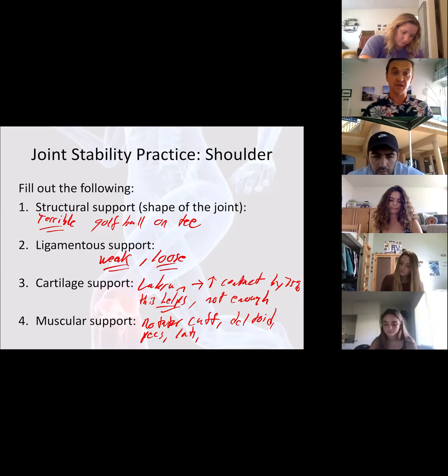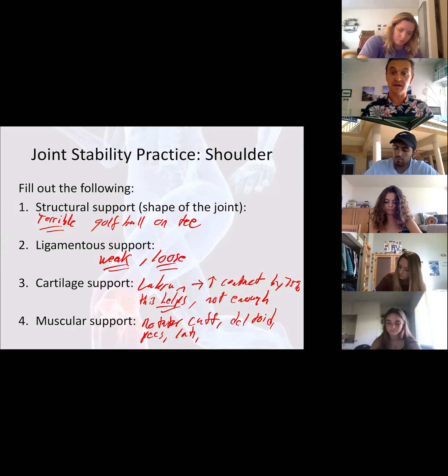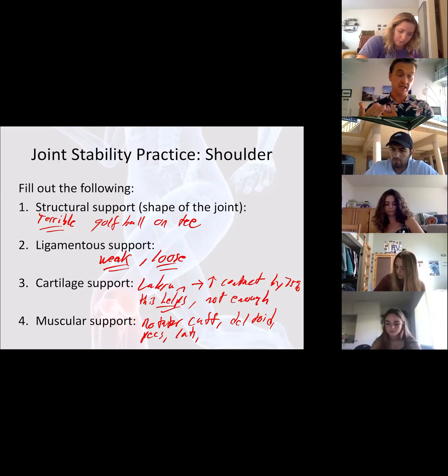Ligaments, there are some, but they're very weak, they're very loose. They don't give us a lot of support. Cartilage, we do have the labrum, which helps. It increases our contact area of the joint by 75%, but it's still not enough, but it does help for sure. And then muscular support: the shoulder relies heavily on muscular support. We're talking mainly about direct stabilizers. That's our rotator cuff muscles, our deltoids, our pectoralis major muscle, and then our latissimus dorsi muscle. The deltoids, the pecs, and the lats are big muscles that directly support it. The rotator cuff is our small muscles that directly support it.